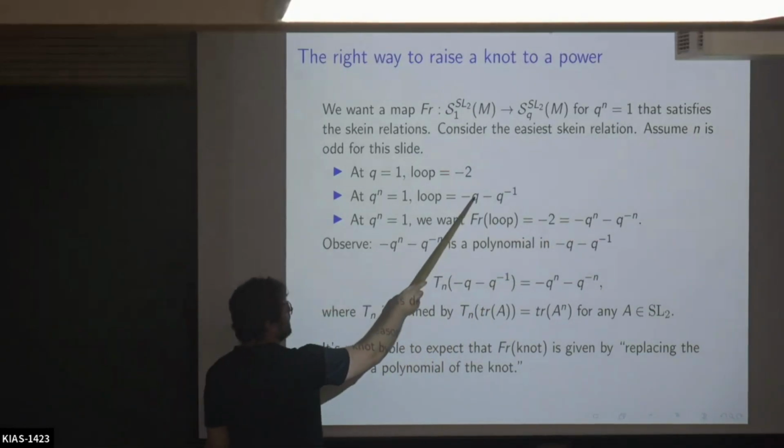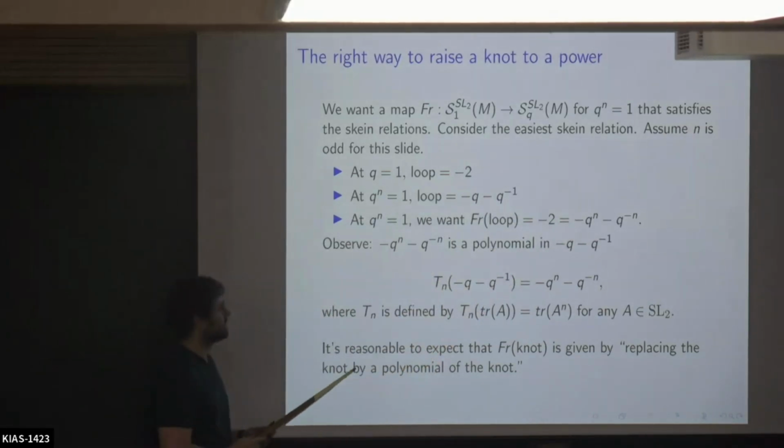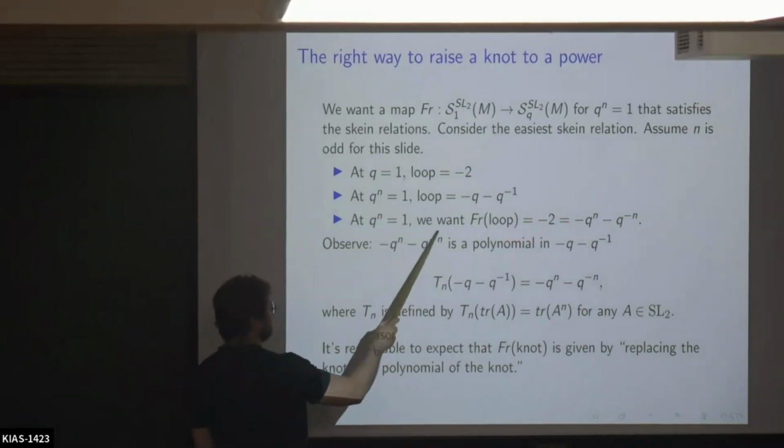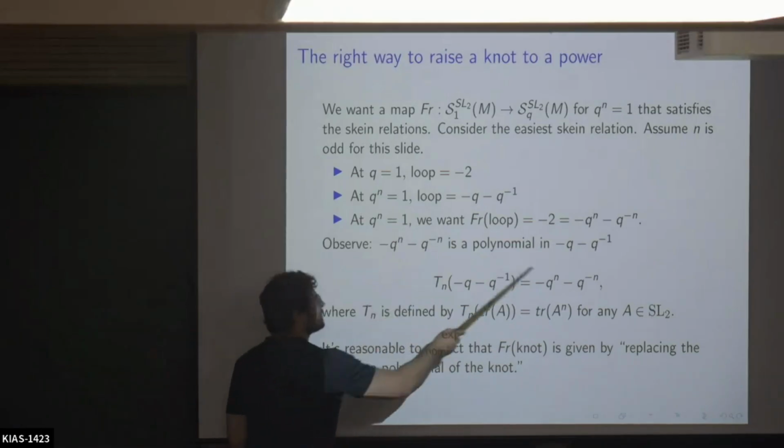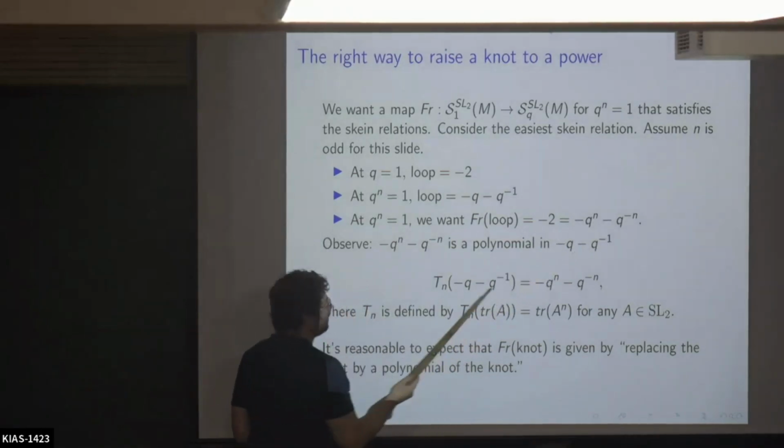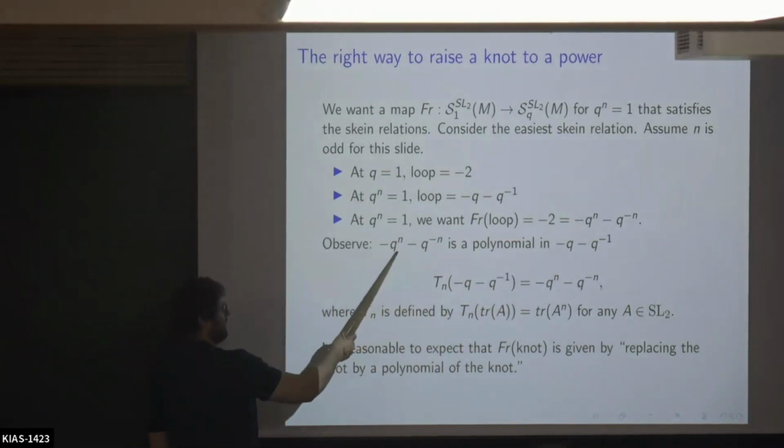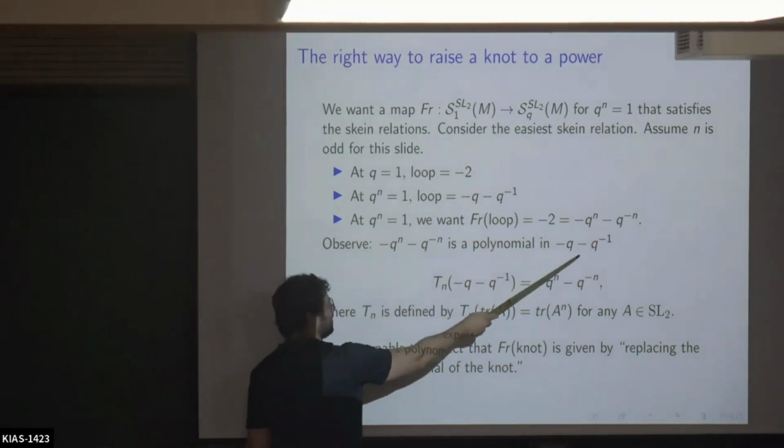We're trying to raise q to a power, but q doesn't really show up in the Skein module, where we can only apply an operation to a loop. So we need to actually view this as an expression and this as a variable. And we know that it's actually a polynomial. So minus q^n minus q^(-n) is a polynomial in minus q minus q inverse.